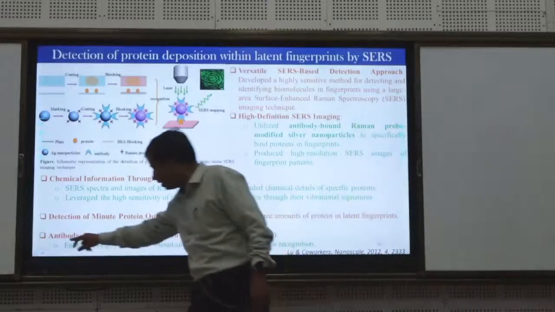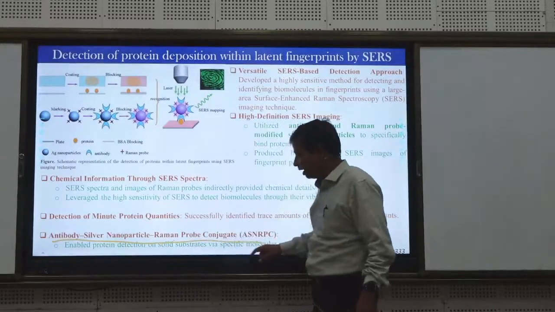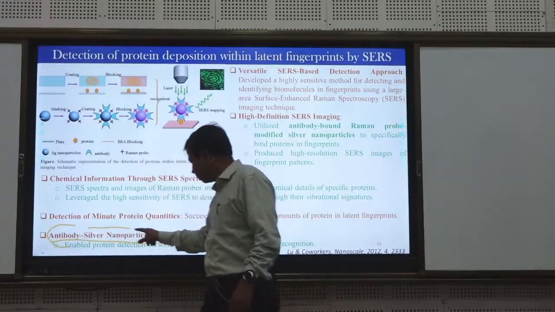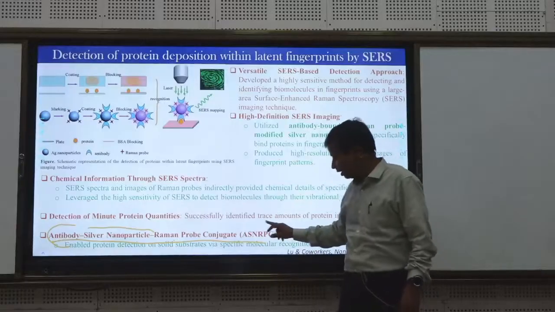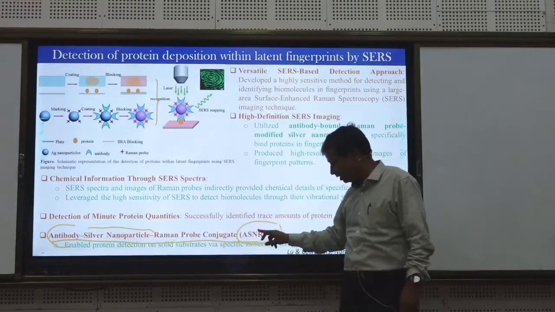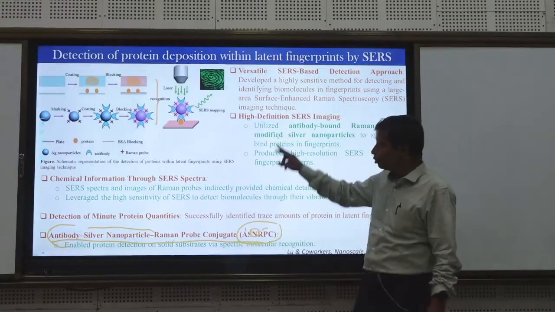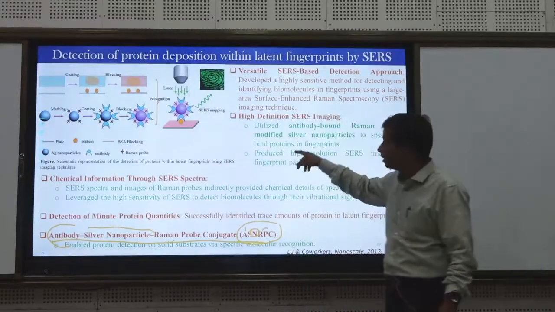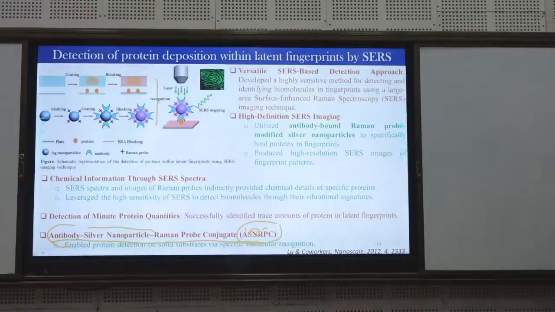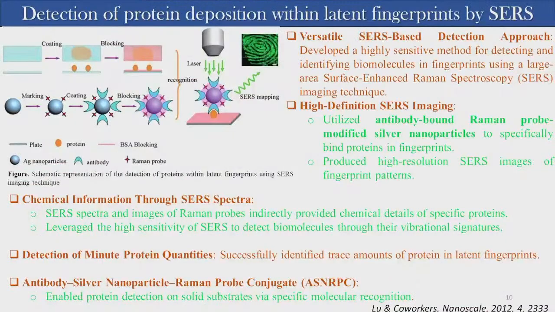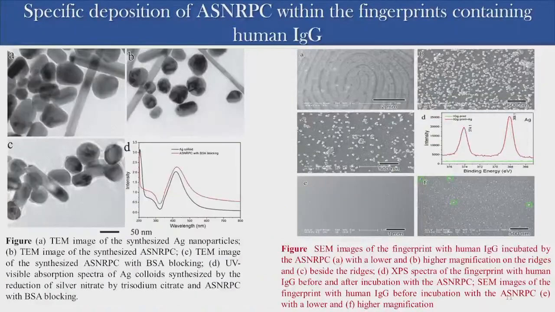This is what they have coined: antibody silver nanoparticle Raman probe conjugate, ASNRPC. This is the technique they have used, and they found that it allows them to find very minute quantities of protein. For that they have used one antibody, immunoglobulin G, which is very well known. Many people study this immunoglobulin G, and they have found a really interesting result.